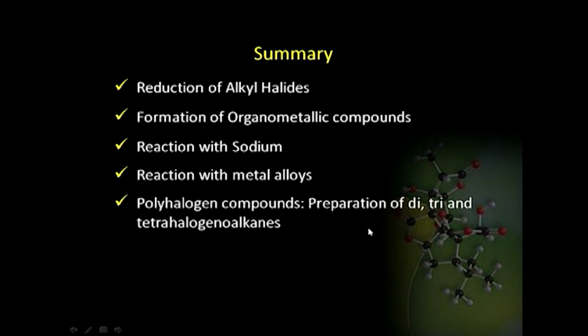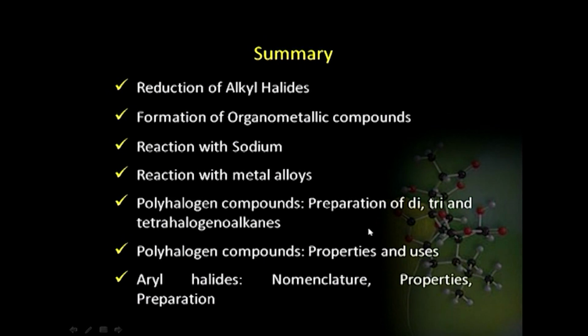The polyhalogen compounds which contain more than one halogen atom have also been discussed in this lecture, where the preparation of di, tri and tetrahalogenoalkanes was discussed, and also the properties and uses of these particular compounds. We started with the aryl halides, introduced the structure of aryl halides, talked about the nomenclature of aryl halides, the properties and some of the methods of preparation of aryl halides.